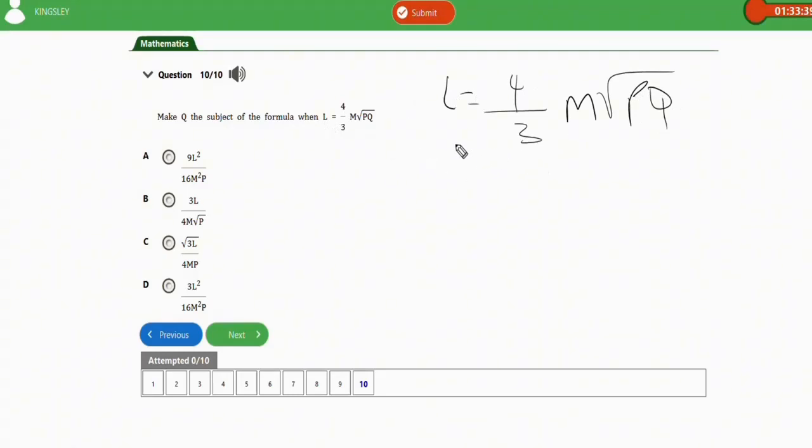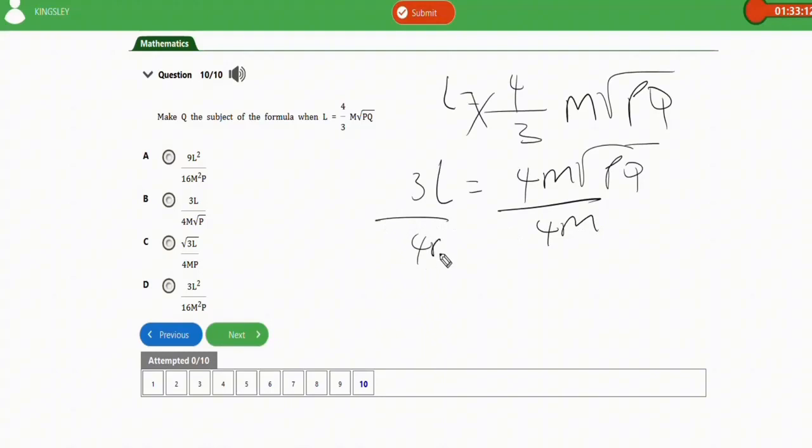Alright, now to make Q the subject of the formula in this question, let's cross multiply. When we cross multiply, we're going to have 3L equals 4M square root of PQ. Okay, so we want to make Q the subject of the formula. Firstly, divide both sides by 4M. So we are left with 3L over 4M equals square root of PQ. So we will square.